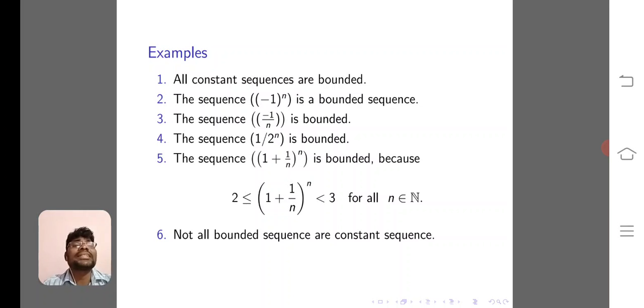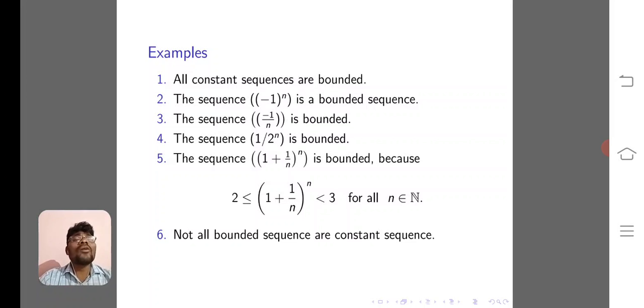Now consider another example, (1 plus 1 by n) whole power n. We know that here all the terms lie between 2 and 3. Put n equal to 1. This gives (1 plus 1) to the power 1, that is 2. And we know the limit of this sequence, limit of (1 plus 1 by n) to the power n, is equal to e. The value of e is 2.718. Here all the terms of the sequence lie between 2 and 3. So the range of the sequence is a bounded subset of R. So this sequence is a bounded sequence.